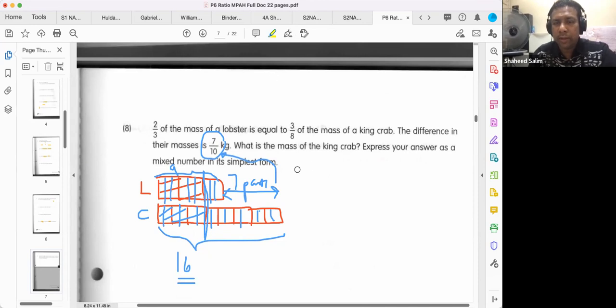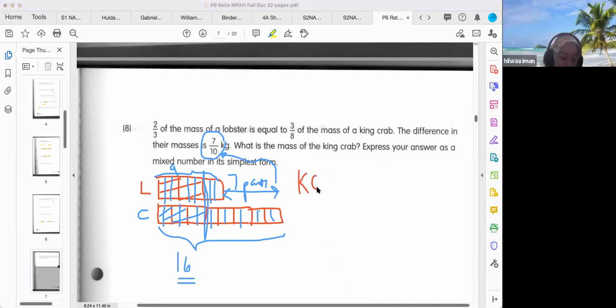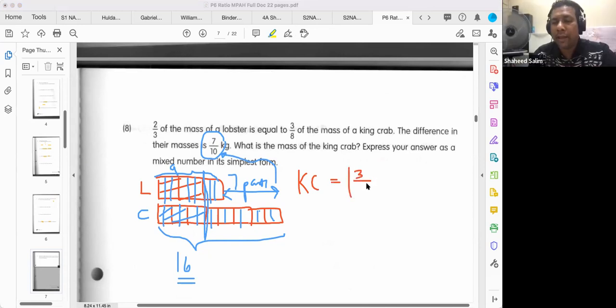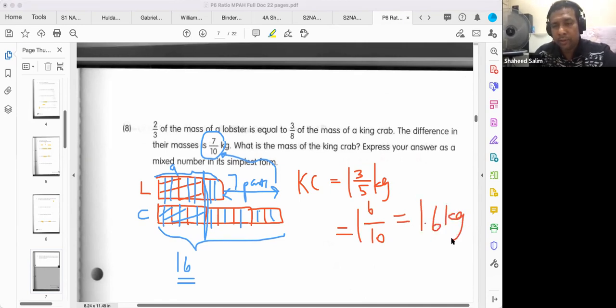The king crab's weight, or mass, is 1 whole 3 out of 5 kg. Yes. This is also 1.6 kg. It's actually 1 whole 6 out of 10, right? We can change it to 1.6 kg. You know what I mean? Are you okay?